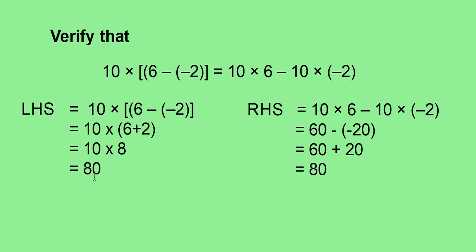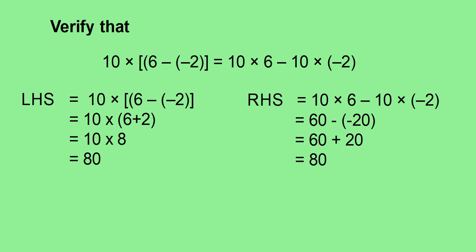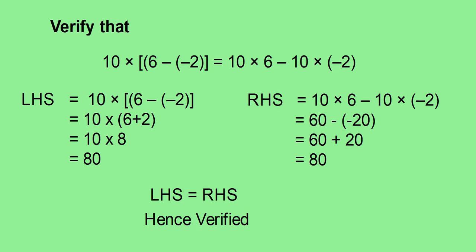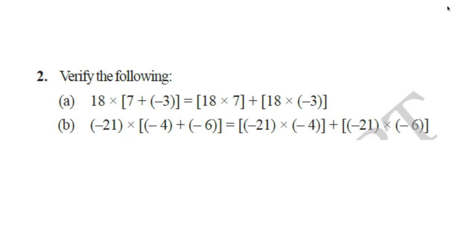Now see here, for LHS you are getting 80, and RHS also 80. So we can write LHS is equal to RHS, and you can write hence verified. This is the way you have to verify a question.